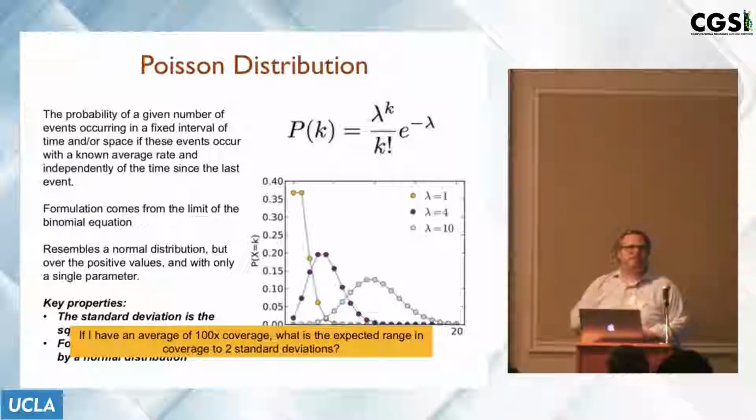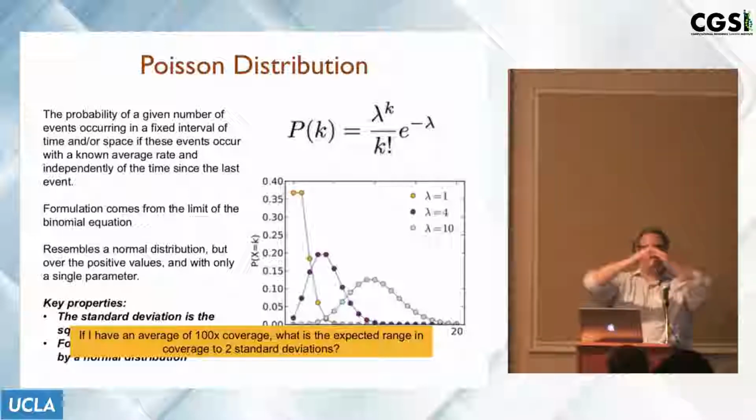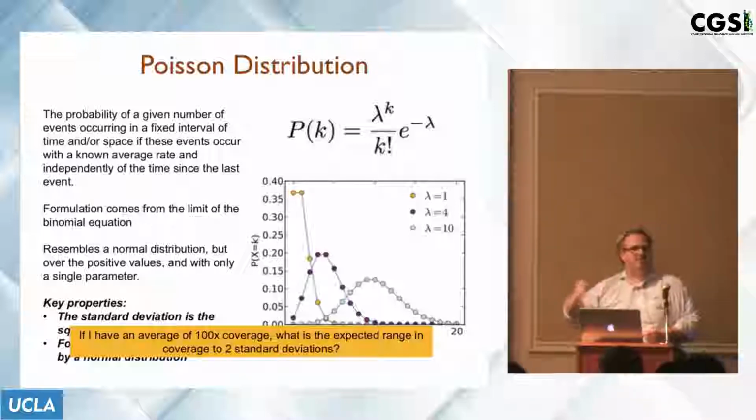A normal distribution has 2 parameters, right? It has a mean and it has a standard deviation. Poisson is kind of special because it just has 1 parameter. It just gives you a mean. And then the key, more trivia for tonight, is that the standard deviation will be the square root of the mean.